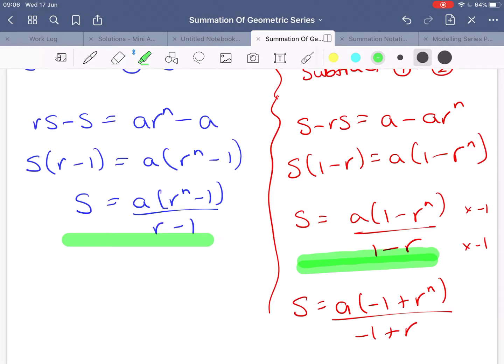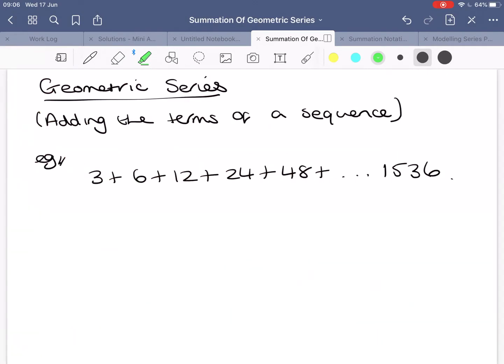Okay, now you do have to be able to reproduce these proofs in the exam, but don't worry about it yet. The exam's a long way off. We can recap them nearer the time. So let's have a look at some problems then. Let's have a look at the one we started with.